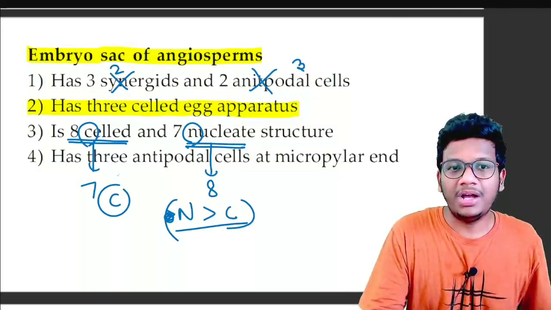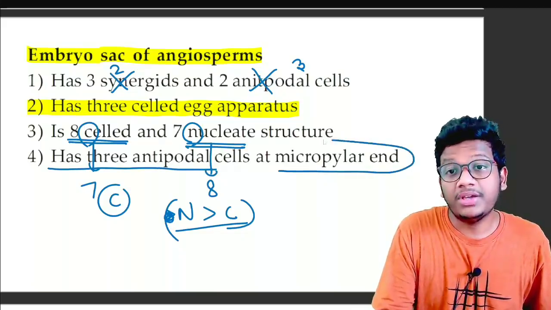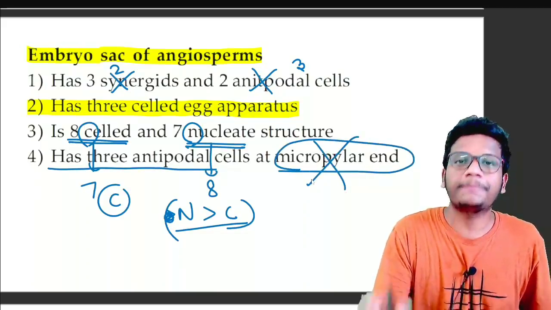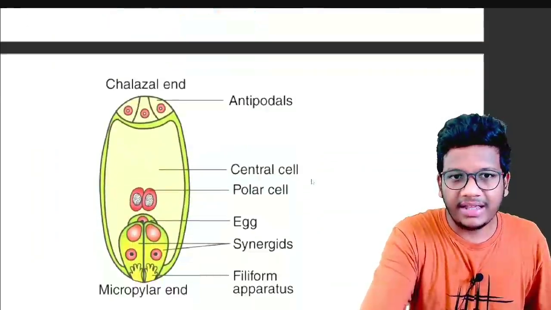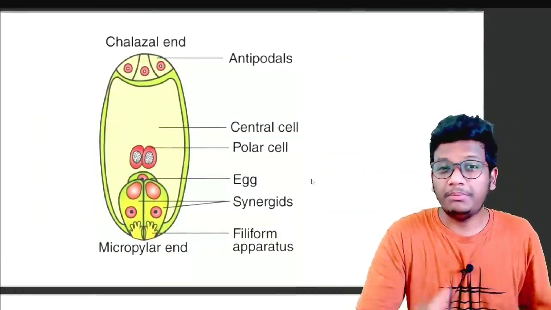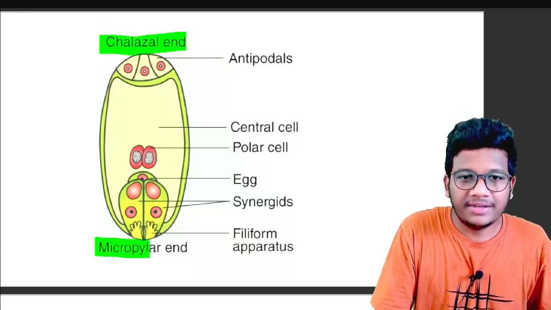Okay, then come back here for option D. It says "It has 3 antipodal cells at the micropylar end." Actually, it is present at the chalazal end, correct? So I will show you the entire diagram here. This is the diagram of the embryo sac. I will show you the 2 ends here. This is our chalazal end and this is our micropylar end.